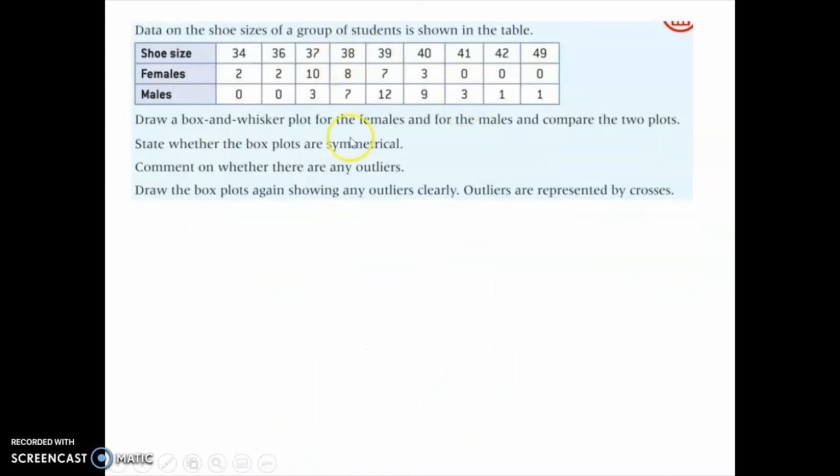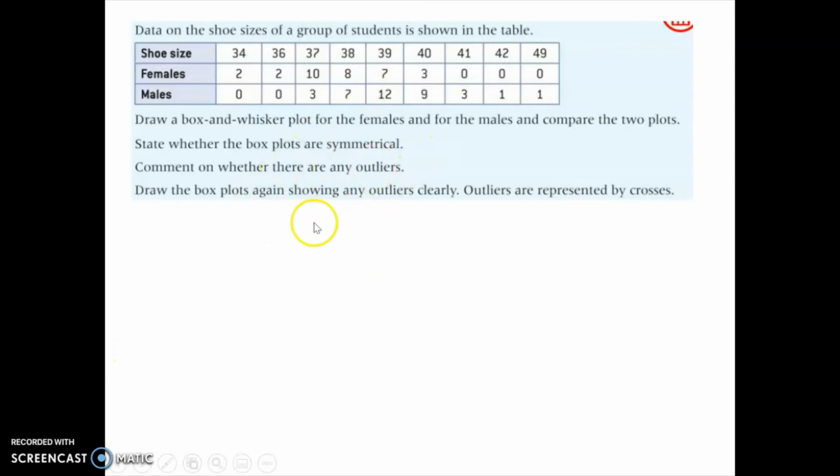Let's take a look at that for this data set here. In this data set, we have shoe sizes for a group of students, and we have them broken down by gender, female shoe sizes and male. And these are frequency numbers here. So for example, 2 females have a shoe size 34, no males. Here at shoe size 37, there are 10 females, 3 males. And for example, the most males have a shoe size of 39, 12 of them, and so on. So these are frequency numbers. Your job is to draw a box and whisker plot for females and males, compare the two plots, state whether they're symmetrical, and comment on outliers.